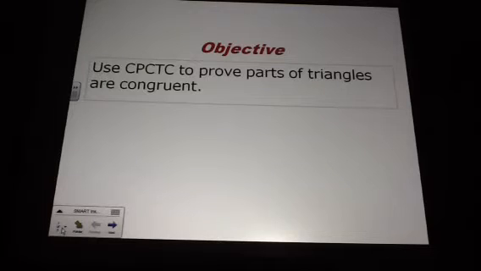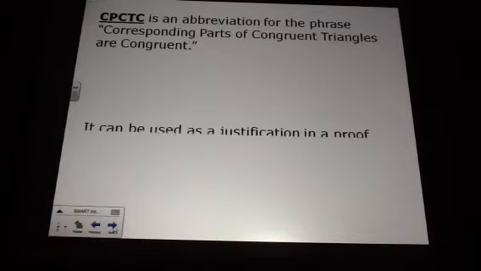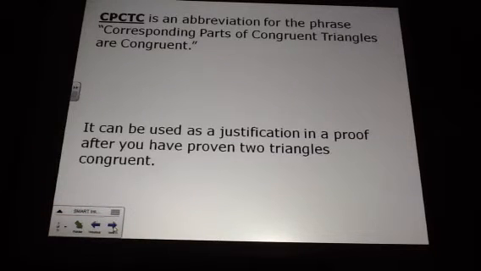Okay, we're going to talk about lesson 4-7 today. Use CPCTC to prove parts of triangles are congruent. CPCTC is an abbreviation for the phrase, corresponding parts of congruent triangles are congruent. It can be used as a justification in a proof after you have proven two triangles congruent.